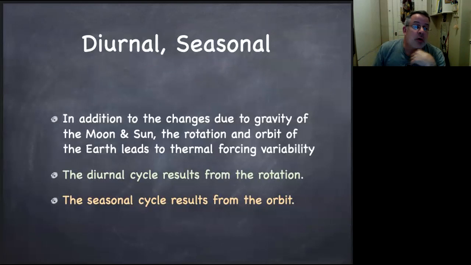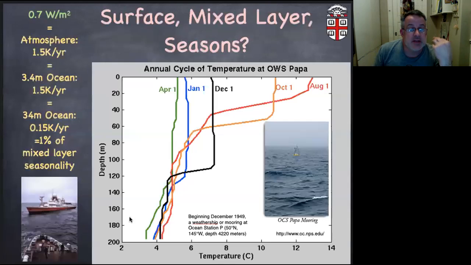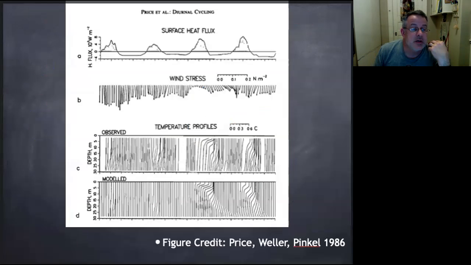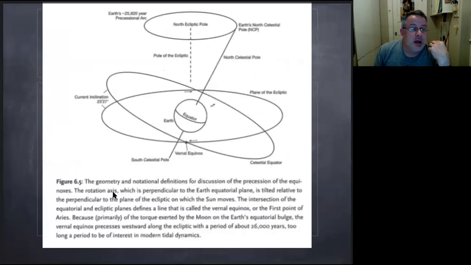And so we expect thermal forcing to set off things like, we've talked about, the mixed layer depth changing over the seasons. There's also a diurnal cycle in wind stress, surface heat flux, and temperature profiles, and the ocean responds to that. And so you might actually set off some kind of wave if you had a wave that was slow enough to respond to the seasonal cycle.